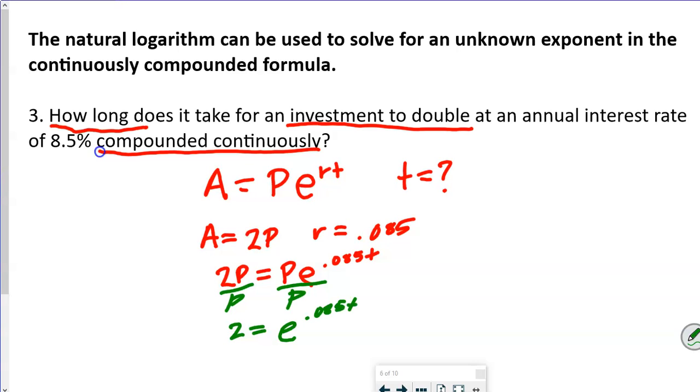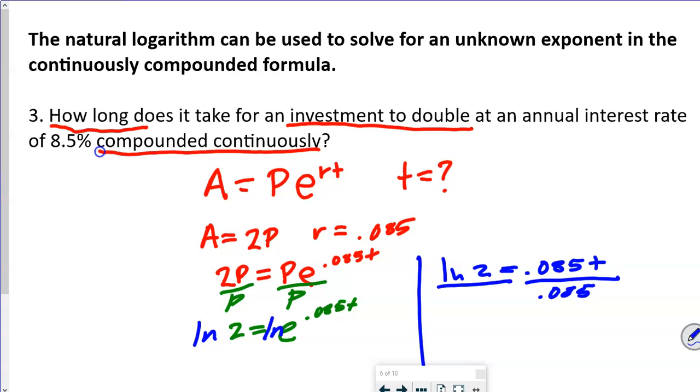Now from the last lesson, hopefully you remember that the way that we get rid of an e is to take ln of both sides. So then that leaves us with ln of 2 is equal to 0.085 T. Now we can just divide both sides by 0.085. So you can literally in your calculator do ln of 2 and divide that by 0.085. And that's going to give us, let me see, 8.15 years is approximately what T is equal to.